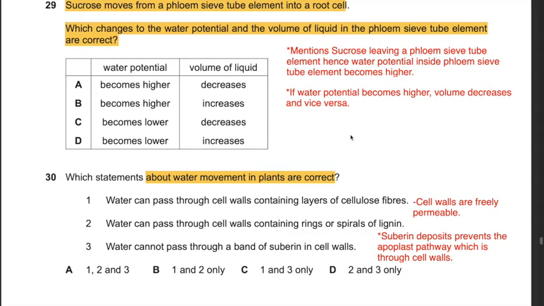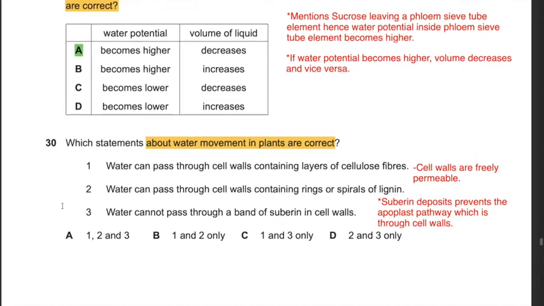And a key thing you must note is that if water potential becomes higher, the volume decreases, and vice versa. Therefore, the best possible answer being A. Water potential becomes higher, volume of liquid decreases, as they have an opposite correlation.